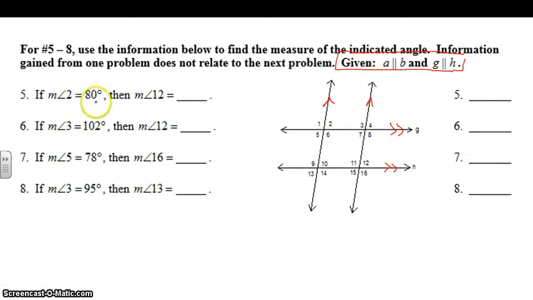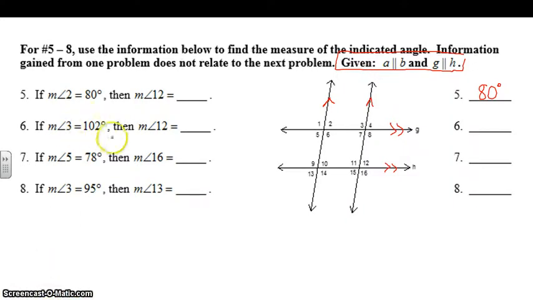So first one, measure of angle 2 is 80 degrees, and with that we want to find the measure of angle 12. So I need to work my way this way. Parallel lines cut by a transversal, corresponding angles are congruent. So I know this is 80 degrees. Then using these parallel lines cut by this transversal, I know that these corresponding angles are congruent. So therefore the measure of angle 12 is 80 degrees. Now, when I go to the next one, I'm going to erase the 80 degrees because that doesn't carry on with it.